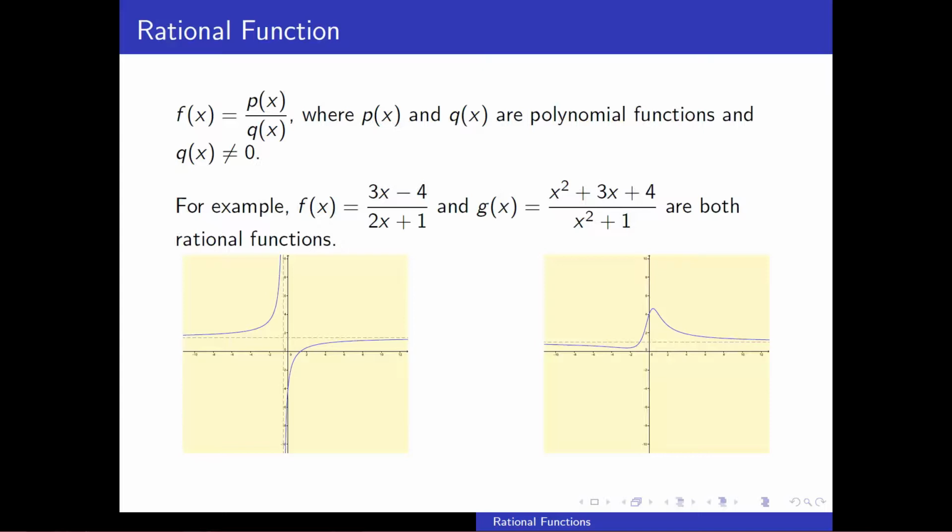Here are some examples of rational functions. f(x) is equal to (3x minus 4) over (2x plus 1), and g(x) is equal to (x squared plus 3x plus 4) over (x squared plus 1). Both of these are rational functions because the numerator and denominator are both polynomials. The bottom graphs are the graphs of these rational functions, respectively.